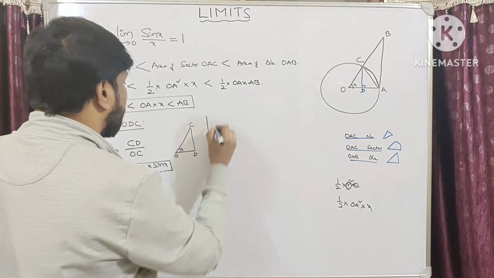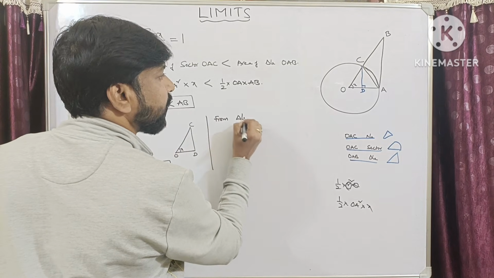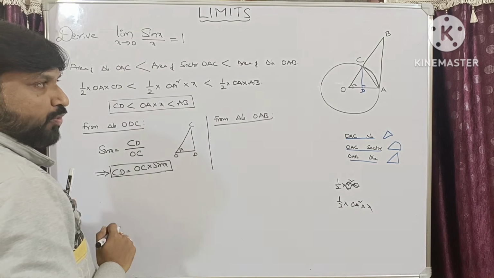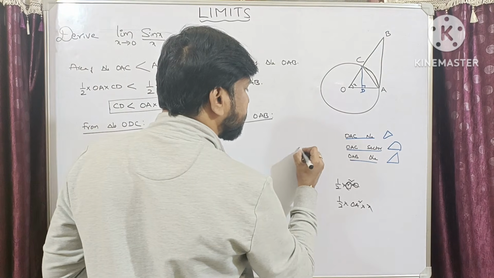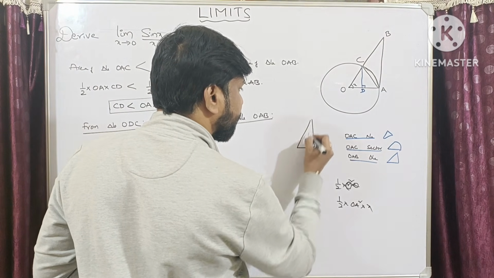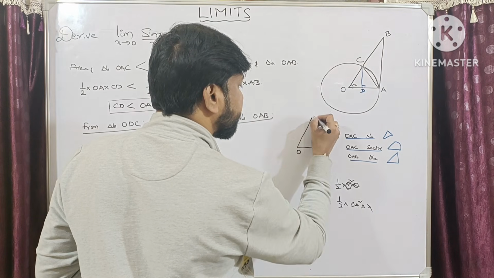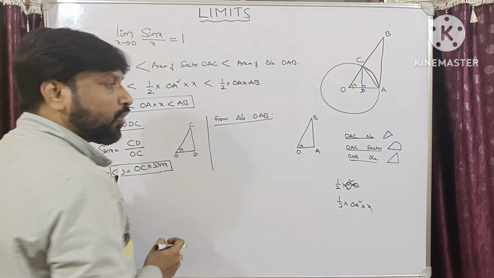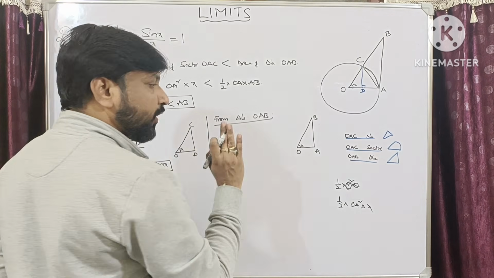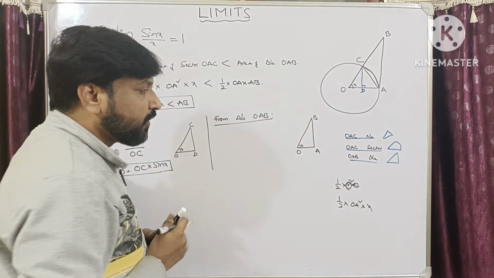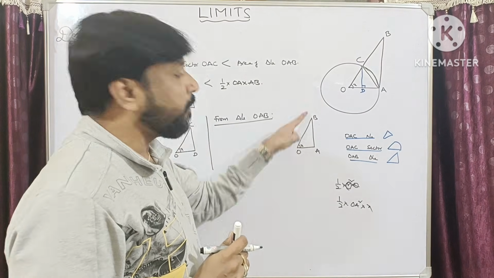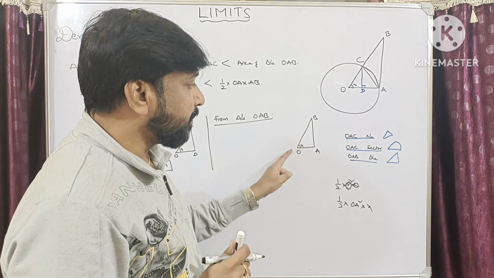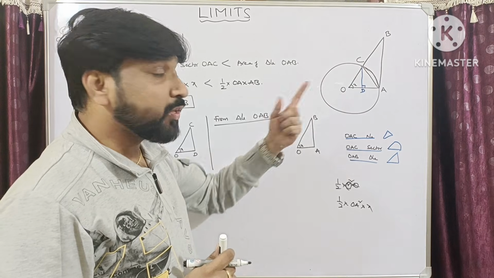Let us move to one more triangle, triangle OAB. From the triangle OAB, you are going to get the AB value. This is the triangle OAB, and this is the angle x. If you want to know AB, you can consider either sin x or tan x. If you consider sin x, you get AB by OB, opposite side by hypotenuse, but you don't know the value of OB. So there is no use if you take sin x.